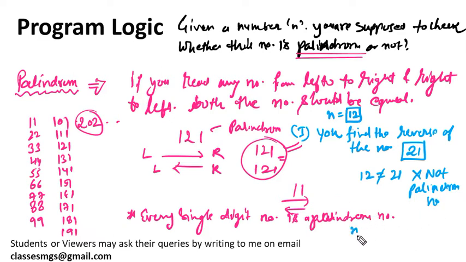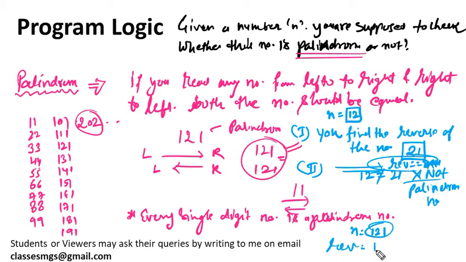Let's suppose n is equal to 121 and you find the reverse. This is the second step: you need to check whether the reverse number equals the original number n. If both are equal, then we say this is a palindrome, otherwise not a palindrome. If n equals 121, then the reverse of this number will be 121 only. If reverse equals n, then this is a palindrome. Both are equal, so it is a palindrome number. This is basically the logic to check whether a number is a palindrome or not. So let's try to see the logic.